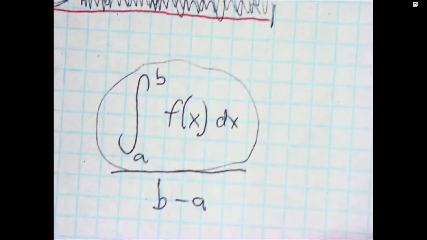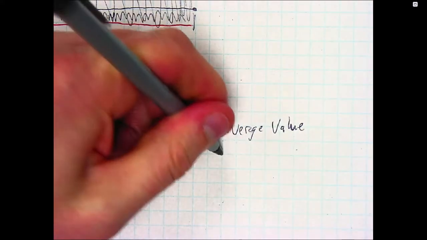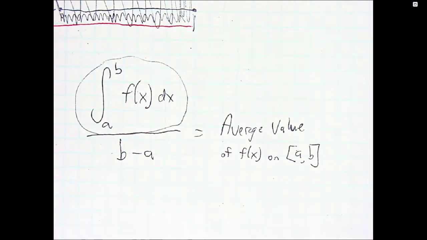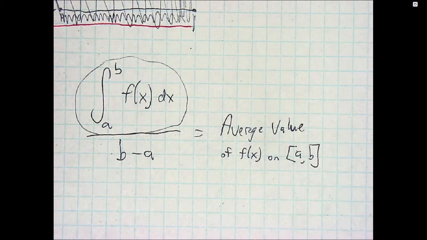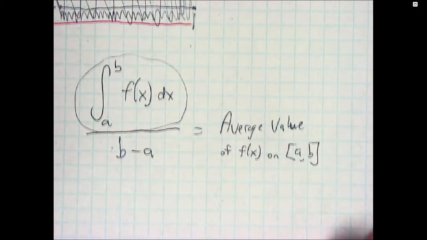So this is yet another thing to add to your memorization list. This is the average value of f of x on the interval from a to b. Again, hopefully it makes sense why, and it's easier to memorize if you understand why. We find the total area, we divide by the length, and that gives me the average height, basically. The height of the rectangle with the same area.